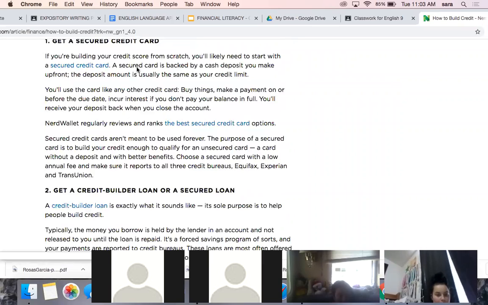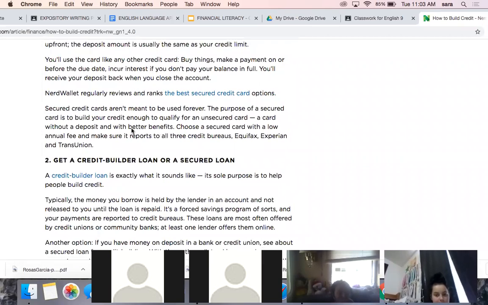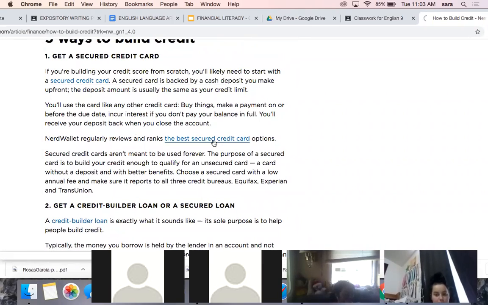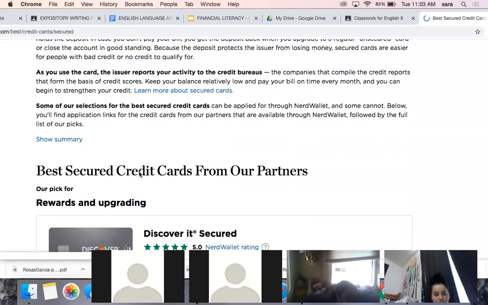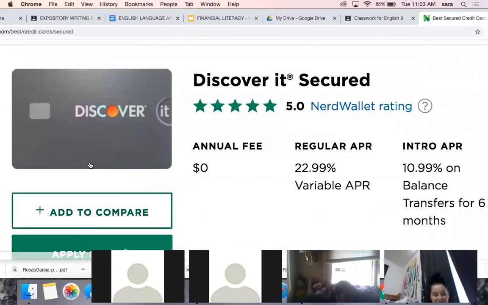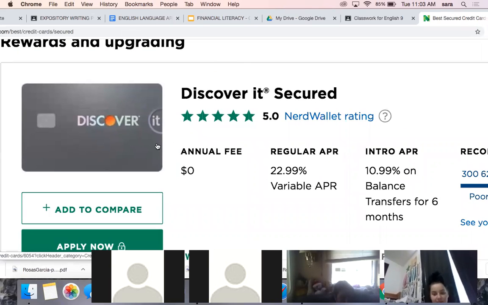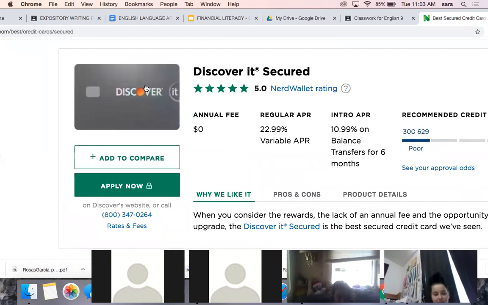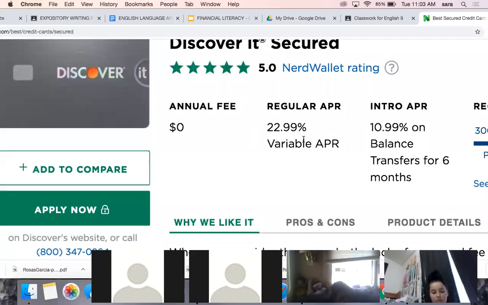So we're trying to learn how to build credit, right? When you're trying to get a card, let's talk about this card over here. Discover, right? It's a pretty good card. It's a really nice company, and it's rated pretty good. It has no annual fee.